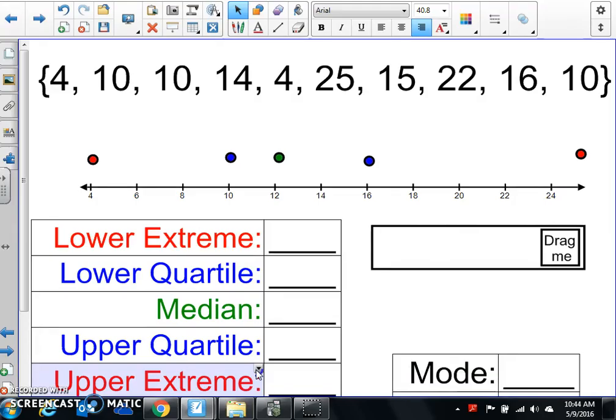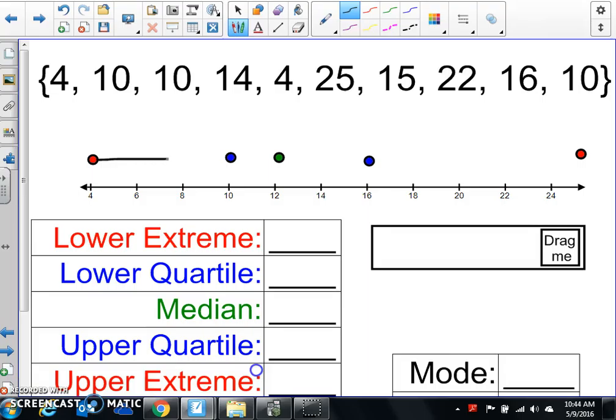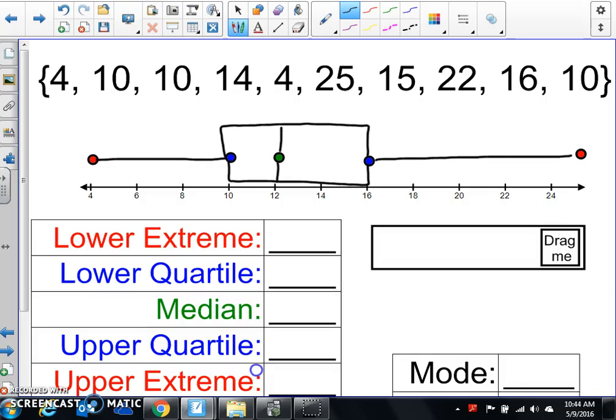Okay, so now we can go ahead and draw. So remember, this is straight, and then we make a box. Okay, so there's our box and whisker. First of all, I'm going to go ahead and label it real quick. Min, Q1, Q2, Q3, max.